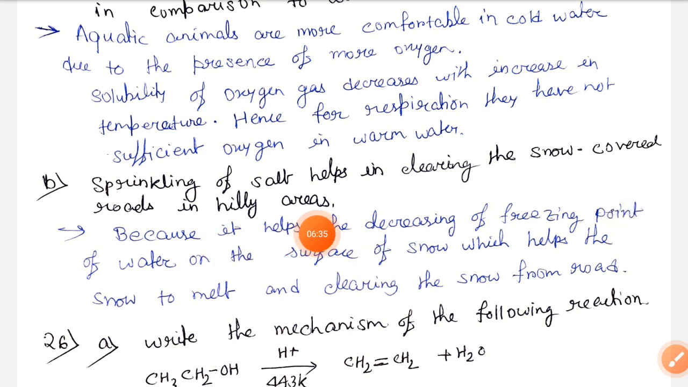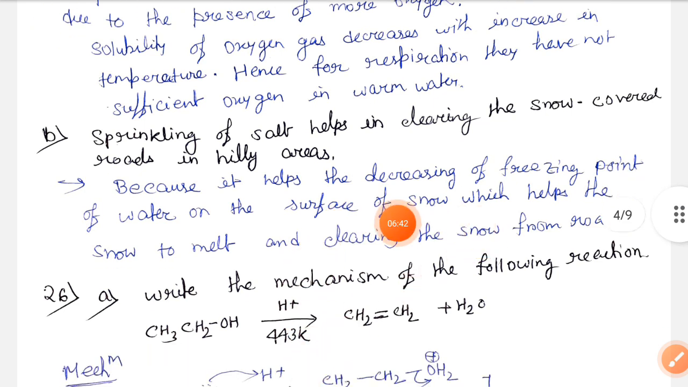Sprinkling of salt helps in clearing the snow covered roads in hilly areas because it helps in decreasing the freezing point of water on the surface of snow and helps the snow to melt, clearing the snow from the road.